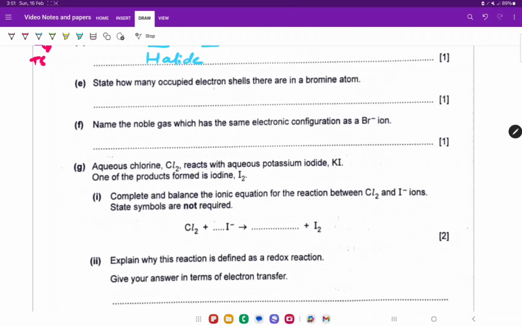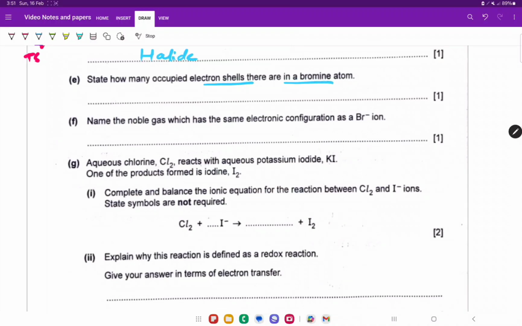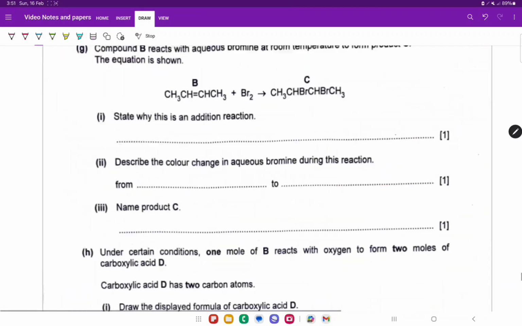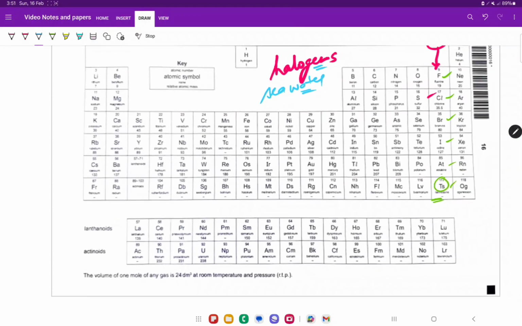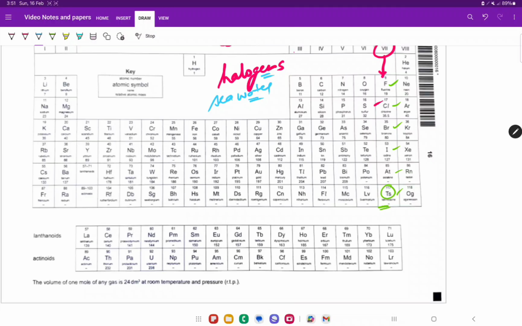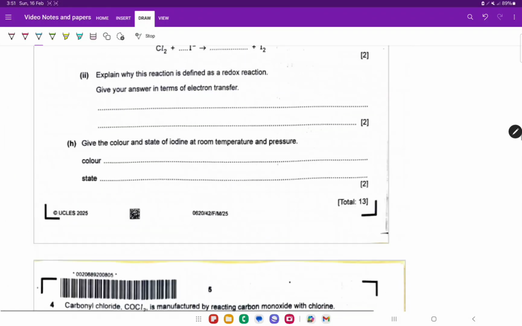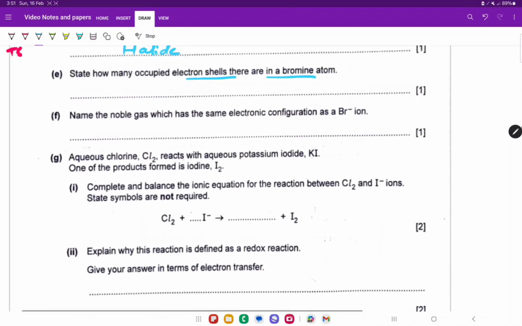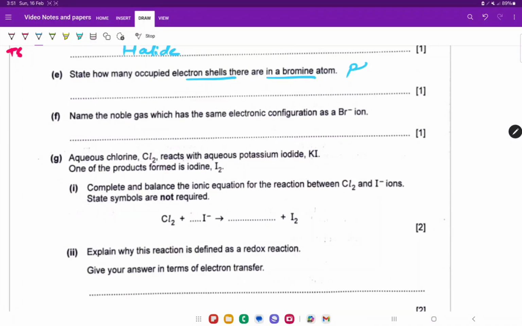How many occupied electron shells are there in a bromine atom? For this you have to go to the periodic table again, and that's a shortcut method of finding out. You find out the period number of bromine. The period number 2 fluorine, 3, 4. Since bromine belongs to the 4th period of the periodic table and this period number represents the number of shells, I can say bromine will have 4 shells. The period number will represent the number of electron shells that have been filled. Now bromine belongs to the 4th period, therefore 4 electron shells will be occupied.